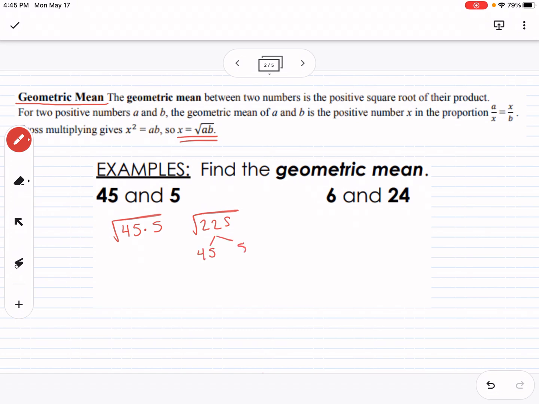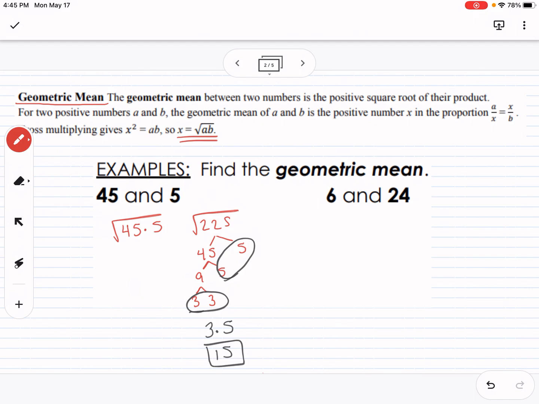So I'm going to break this down into its factor tree. I'm going to search for pairs. Here I have a pair of 3s and a pair of 5s. There's nothing left over, so my answer is just going to be 15.